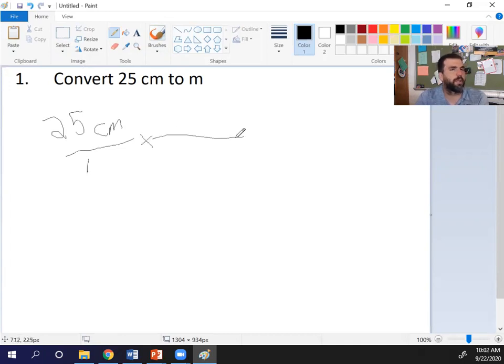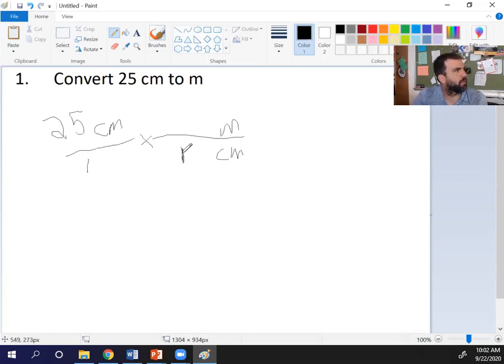What unit's going to go on the bottom of my next fraction? What's the unit on the top of this first fraction? So centimeters are going to go on the bottom. And I always got to go to my base unit, so I'm going to go to meters here, okay? What always goes in front of the prefix unit? Give you a hint. It's a number greater than 0 and less than 2. 1 always goes in front of the prefix unit.